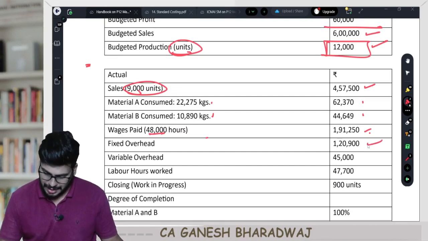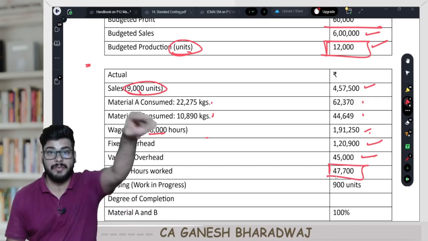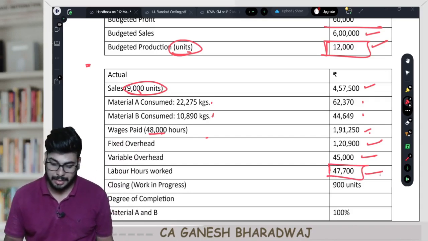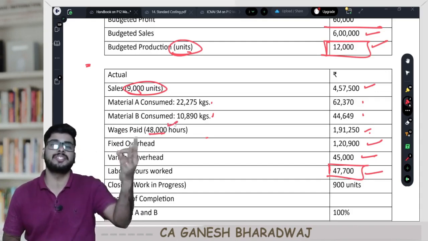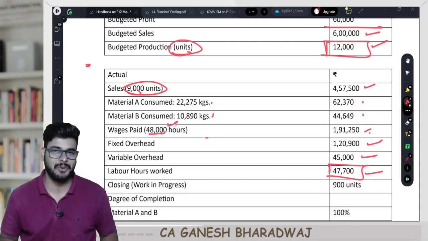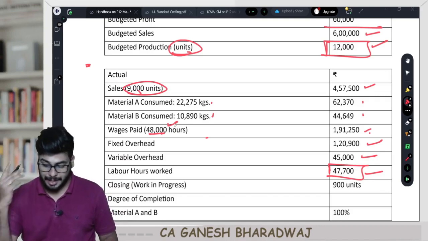The fixed overheads actually incurred is given. Variable overhead actually incurred is given. Labor hours worked. Now be very careful. Labor hours worked is 47,700. Right? The labor hours paid is how much? 48,000. The difference of 300 is nothing but your idle time. Are you clear with this? Abnormal idle time. Basically, this is what gets captured under the idle time variance, which we have seen.